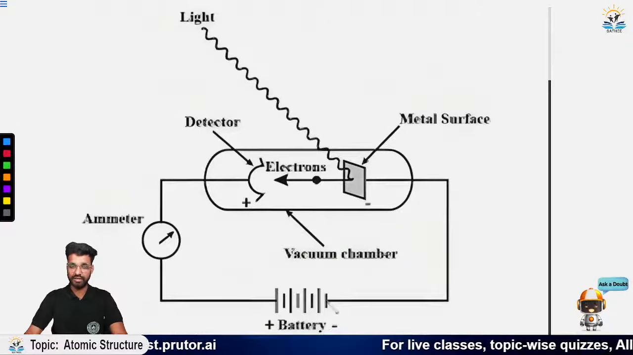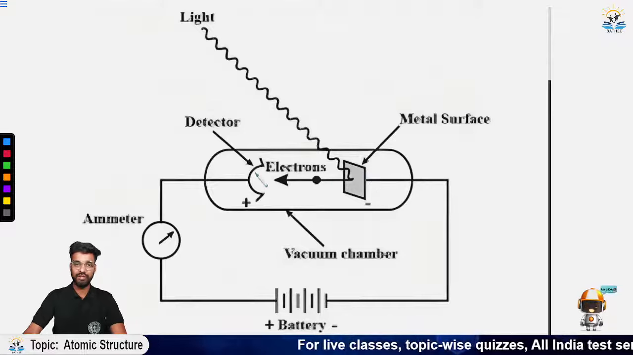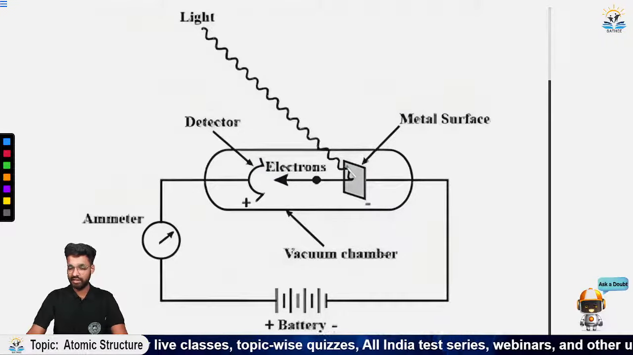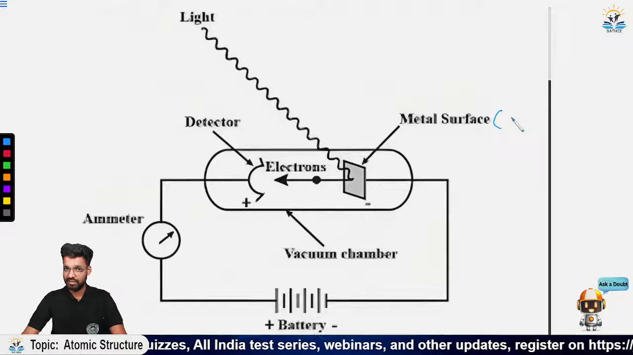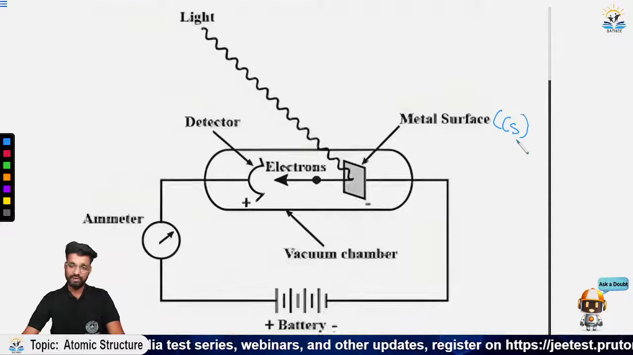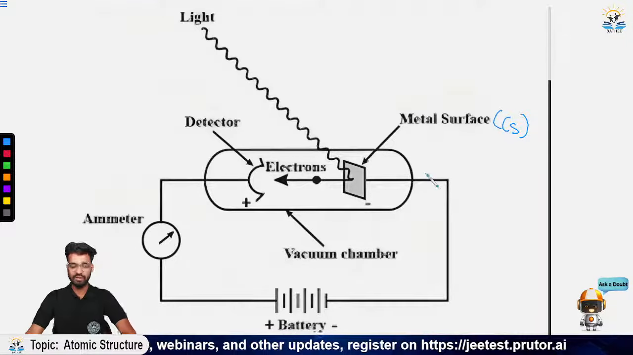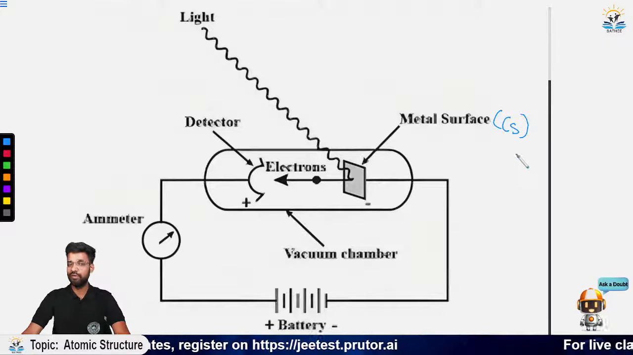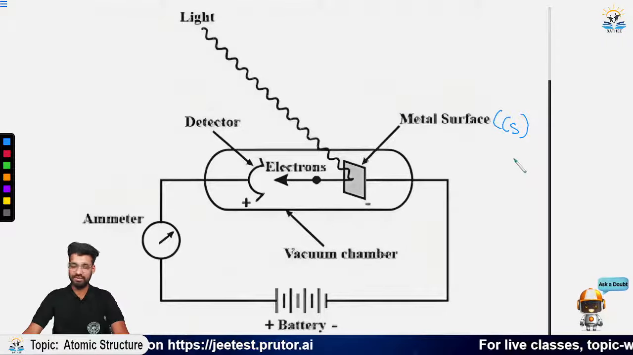We are turning on this circuit. The circuit is not complete because there is no wire in this middle part. Here a metal plate is kept. This metal surface can be anything, but generally we take cesium. Why do we take cesium? Because cesium has the lowest ionization potential, or we can take any other metal which has a lower ionization potential.